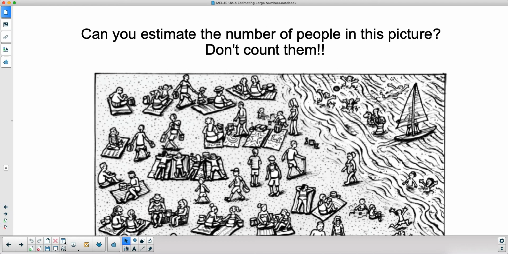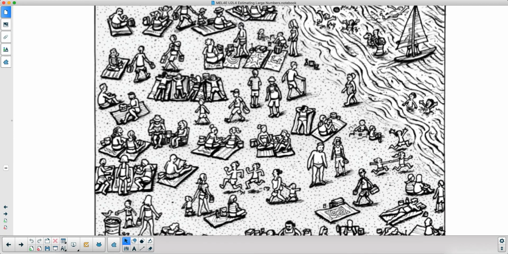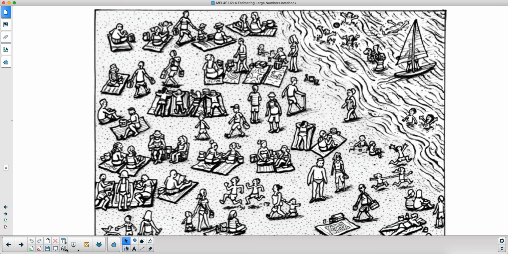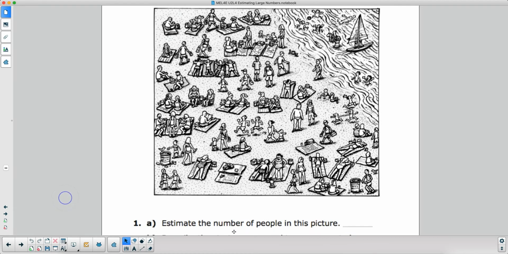So we're going to take a look at estimating the number of people in a picture. Let's shrink this a little bit so we can see the whole thing. Can you estimate the number of people in the picture? How are we going to do that? Do you think there's more than 20? Less than 20? I think there's definitely more than 20. So look at that and get a rough estimate. Think about it. I'm going to think about it too.